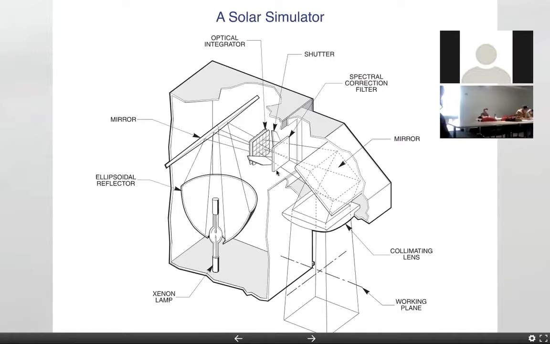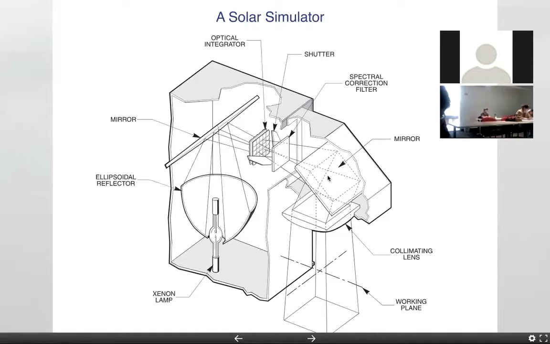And there's a spectral correction filter. So this is basically a filter that ensures that the beam that passes through has the spectrum that we want to use for measurement, as opposed to the lamp. So the lamp has a spectrum multiplied by this transmission spectrum of the filter. You get some spectrum that you can hope to use.